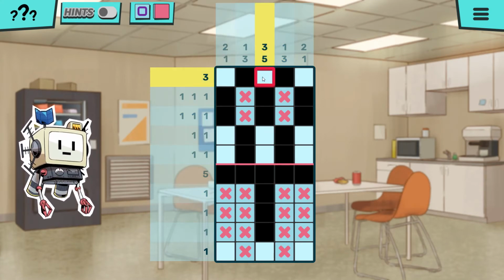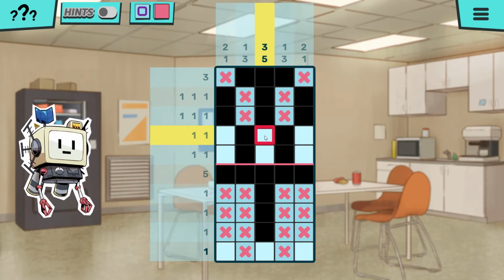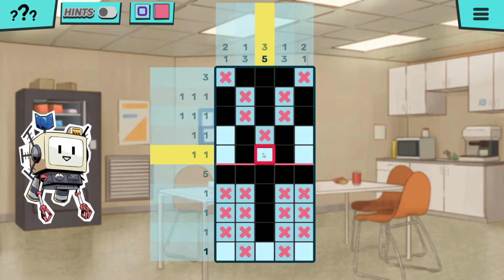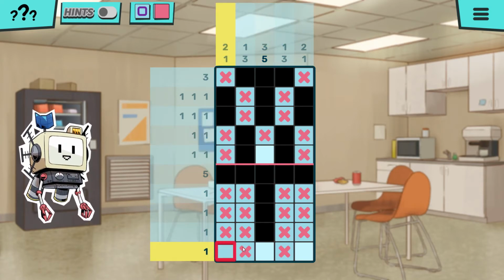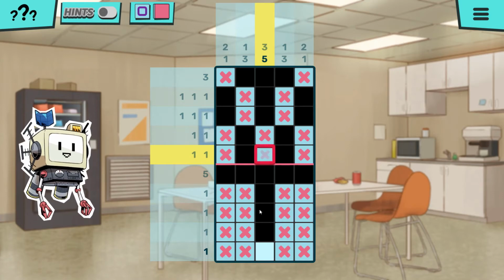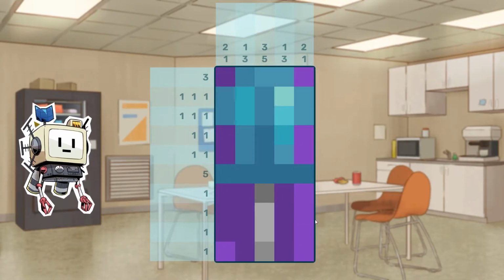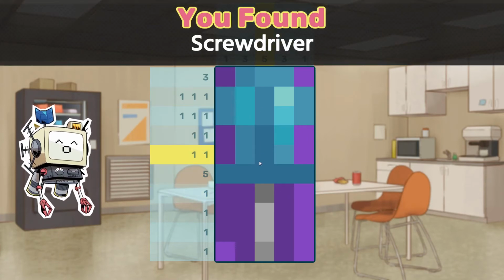The same rule applies here. There's a 3 here, meaning this has to be here, these have to be blank. Meaning there has to be 1 blank space here. The 5 starts either here or here. This is filled out though. So is this. So is this. So this is the only thing that remains. Still don't know what we got. What is that? A screwdriver. Oh, right. I was looking at it the wrong way around.